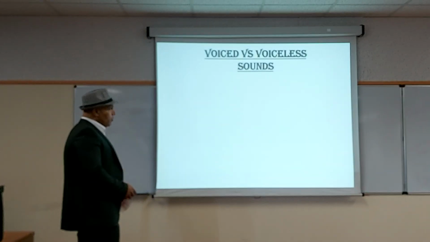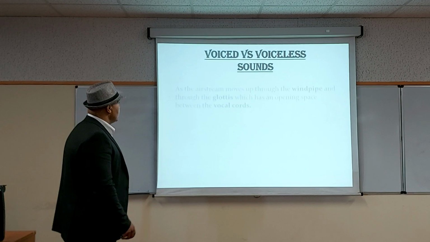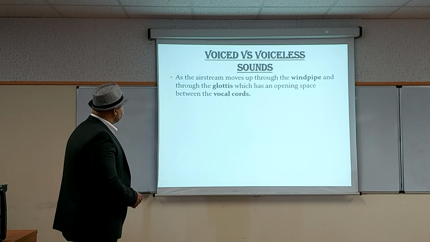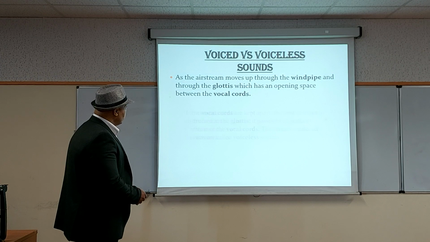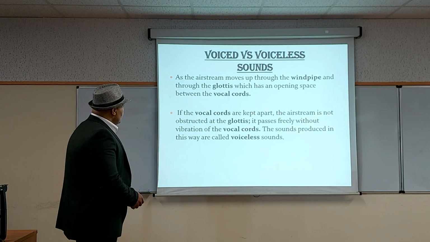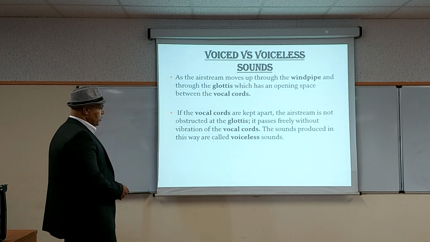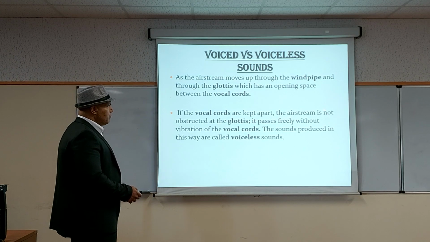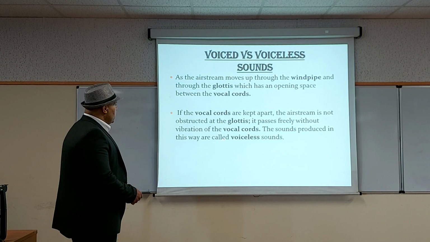So the first distinction we're going to deal with concerning the speech sound is voiced and voiceless sounds. What do we mean by voiced and voiceless sounds? As the air moves up through the windpipe and through the glottis, which has an opening space between the vocal cords, if the vocal cords are kept apart, the air is not obstructed at the glottis. It passes freely without vibration of the vocal cords. The sounds produced in this way are called voiceless sounds, which means there is an absence of vibration of the vocal cords.